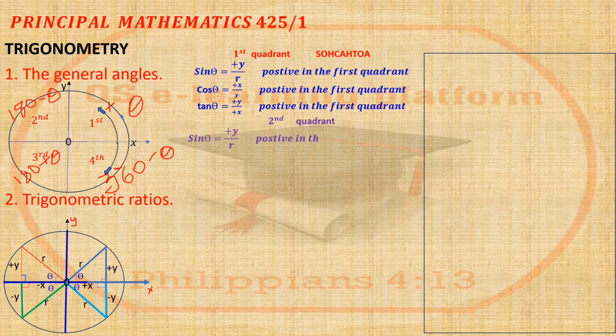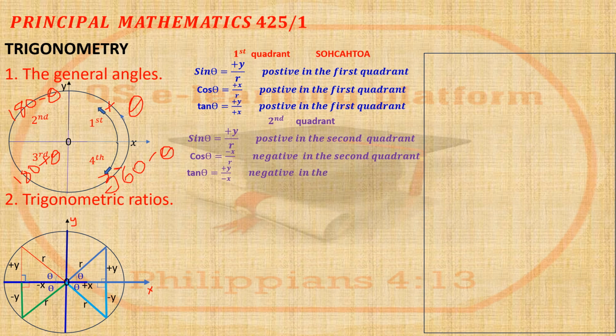Let me move to the second quadrant. I still start with the sine. In the second quadrant, the opposite is positive y and the hypotenuse is positive r. Then I get a positive. So sine is positive in the second quadrant. For cos, the adjacent is a negative, then the hypotenuse is a positive, then I remain with the negative.